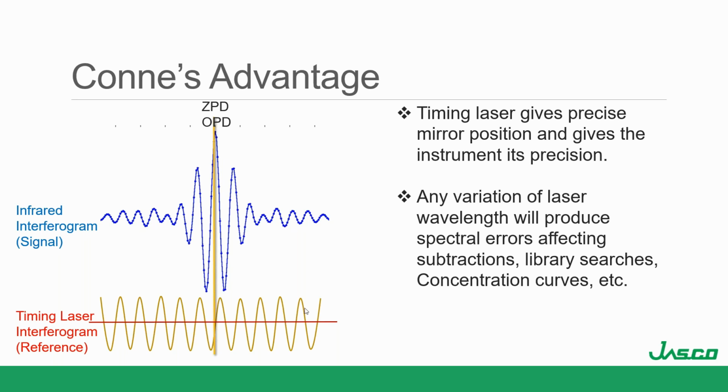So this precision allows you to do things like spectral subtractions, library searches, concentration curves, any application where you have to subtract or do an algorithm match.